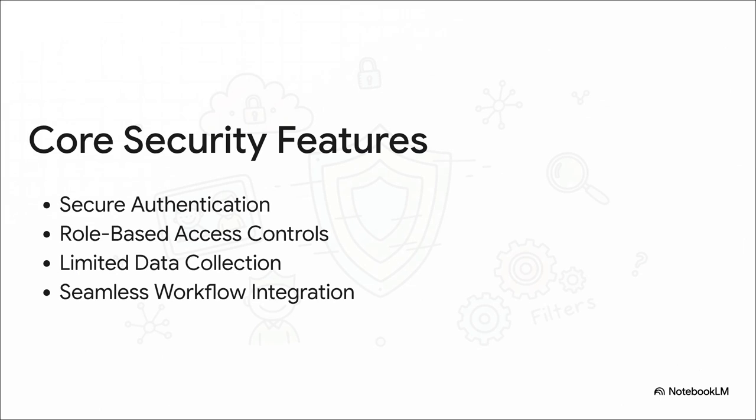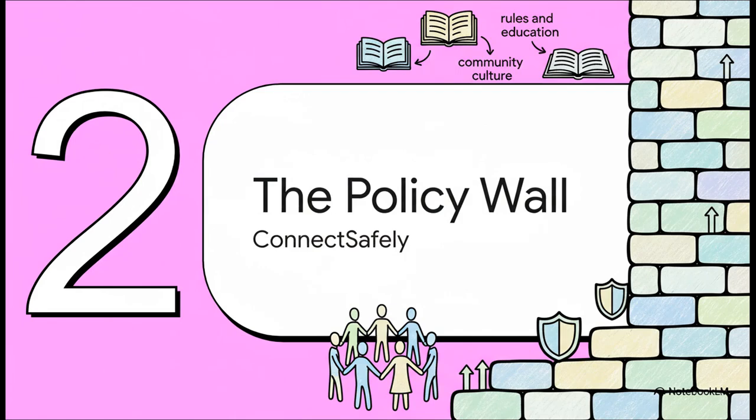Well, think of these features as building a secure bubble around your most sensitive data. Secure authentication, that means only the right people can get in. Role-based access means once they're in, they only see what they need to see. Nothing more. And by collecting less data to begin with, you're literally making the target smaller for anyone with bad intentions. It's all about minimizing risk from the get-go.